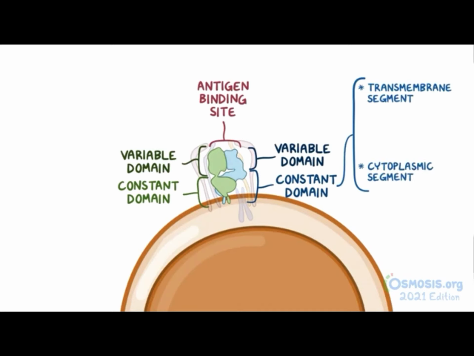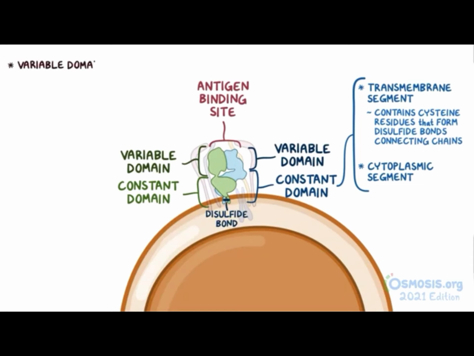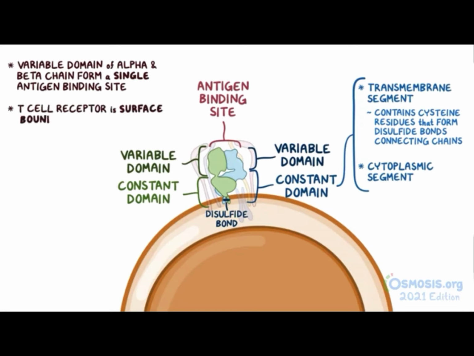The transmembrane segment contains cysteine residues which allow 2 adjacent chains to form a disulfide bond, connecting the chains to one another. And the variable domain of the alpha and beta chain come together to form a single antigen binding site. This is different from the B cell receptor, which has 2 antigen binding sites. Also unlike the B cell receptor, the T cell receptor is surface bound and cannot be secreted.